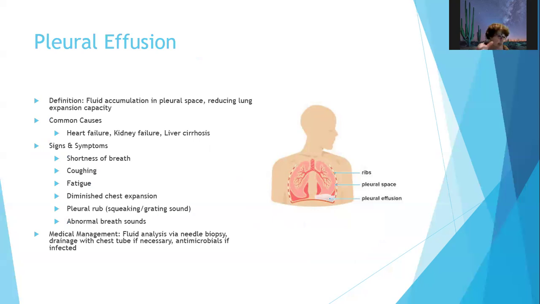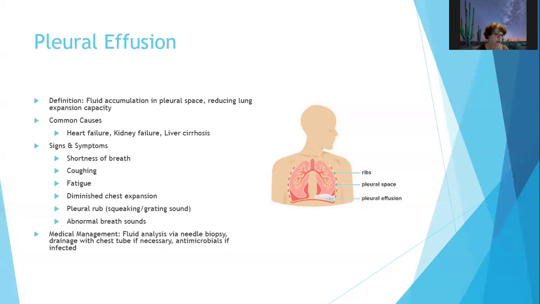So pleural effusion is when fluid accumulates in the pleural space. And so it decreases lung expansion capability. It can be caused by tons of things: heart failure, kidney failure, liver failure, liver cirrhosis. So when the normal airspace of the lung is compromised by fluid accumulation, there's less space for the lung to expand. And so then you can't move as much air in and out of the body.